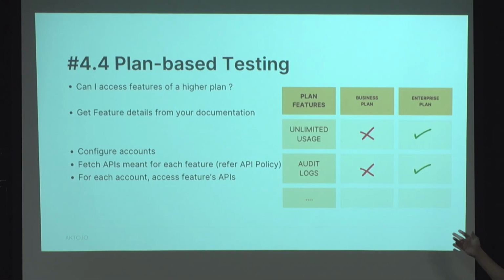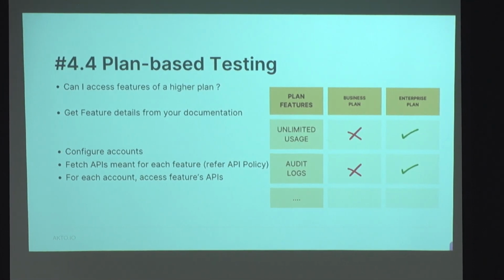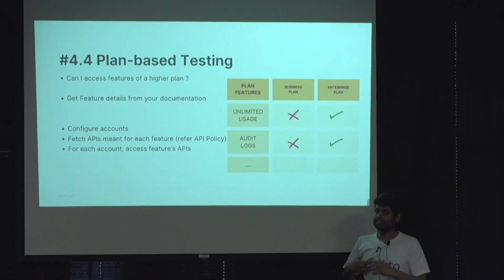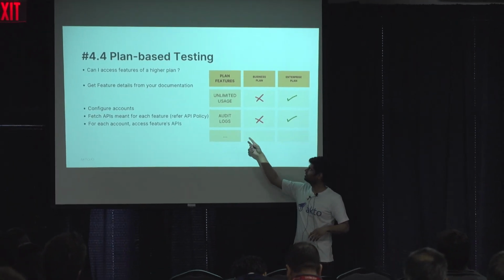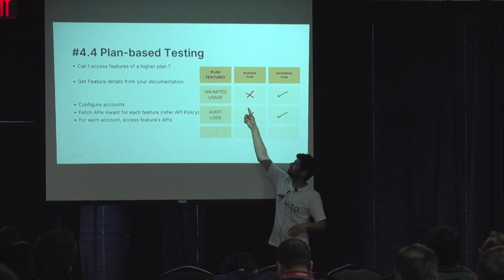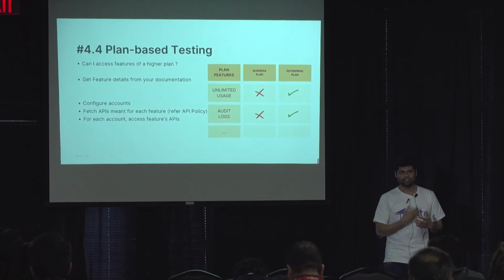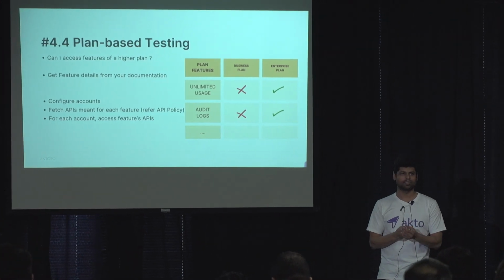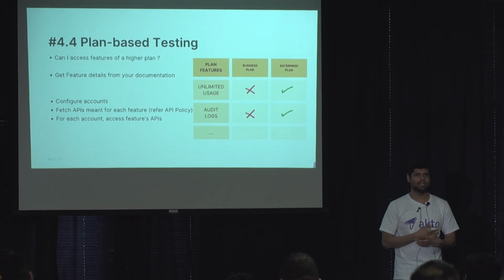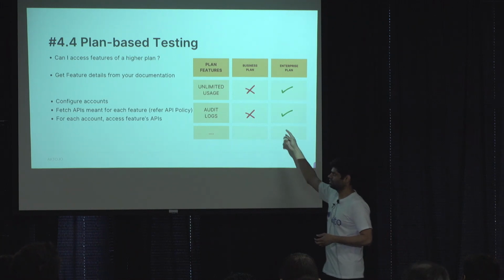All you've got to do is have accounts for each kind of plan. So I should have a business plan account, an enterprise plan account in my staging environment, maybe a free plan account. And for each account we have to check which APIs are accessible. Audit logs or unlimited usage, I'm putting one cross over here, but that could be a combination of APIs, like fetch audit logs, delete audit logs, filter or search audit logs, multiple APIs associated with each feature.